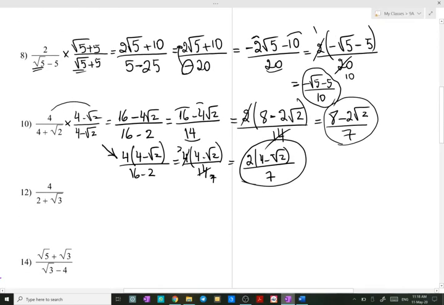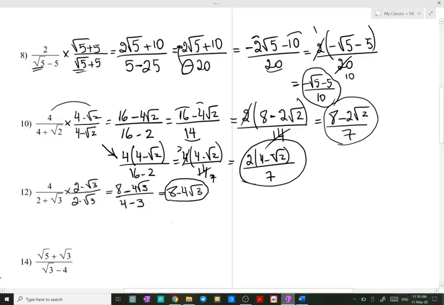In number 12, you multiply by 2 minus square root 3, and this is equal to 4 times 2 is 8 minus 4 square root 3 over square the first minus square the second, and the answer is 8 minus 4 square root 3 over 1, which is 8 minus 4 square root 3.